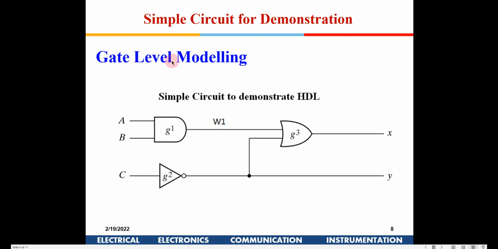Now I'll give you a small demo of this particular circuit. I'll show you how to start the Xilinx software and implement this circuit. This circuit has A and B, and then you have a NOT gate here, and you have an OR gate here. So Y is C bar, whereas X is A and B or C bar. So these are 3 inputs and 2 outputs.